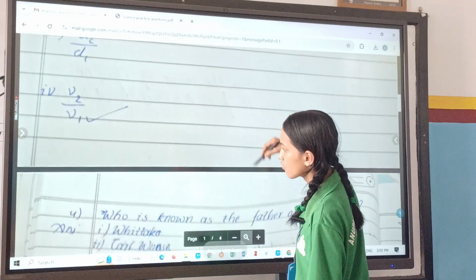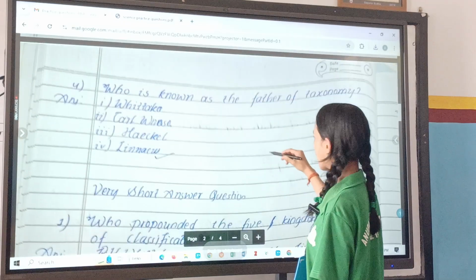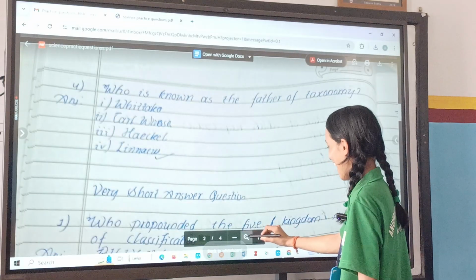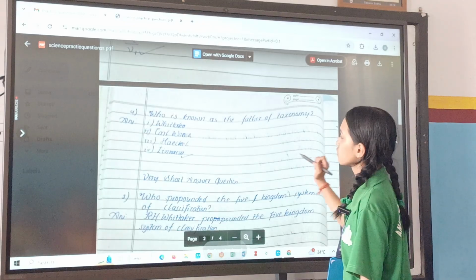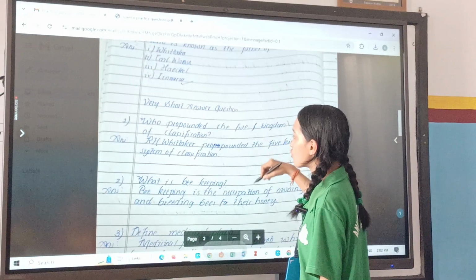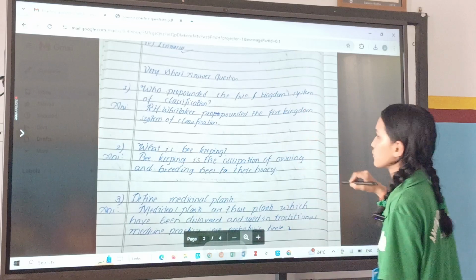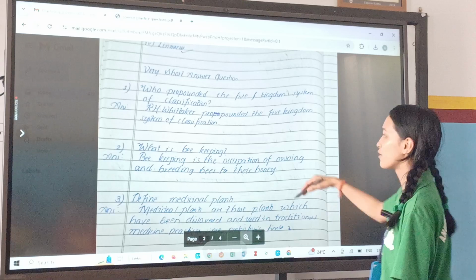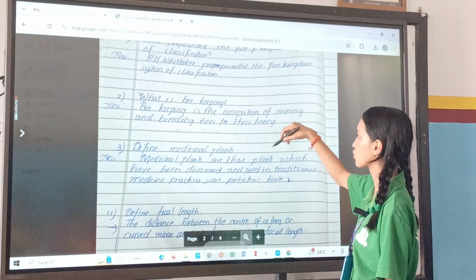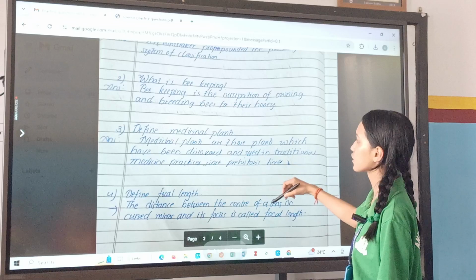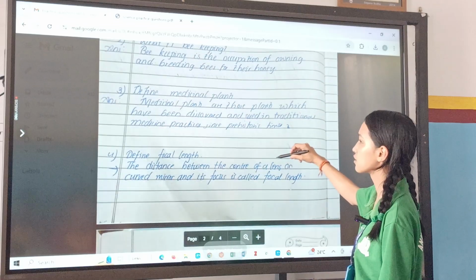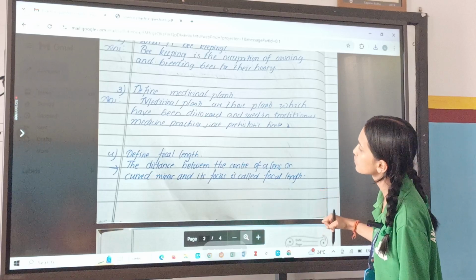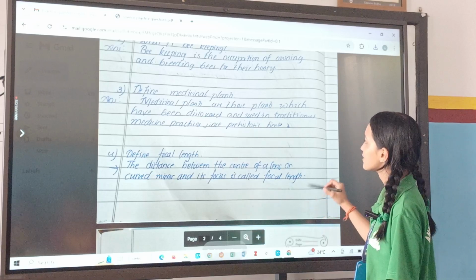P2 by P1. Who is known as the father of taxonomy? Linnaeus, who proposed the five kingdom system of classification. R. H. Whittaker propounded the five kingdom system of classification. What is beekeeping? Beekeeping is the occupation of owning and breeding bees for their honey. Define medicinal plants. Medicinal plants are those plants which have been discovered and used in traditional medicine practices since previous time.